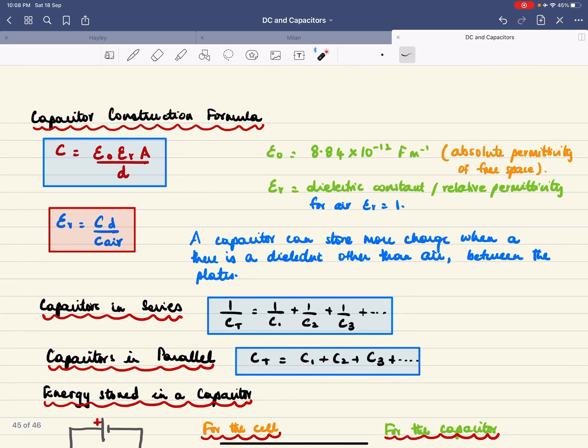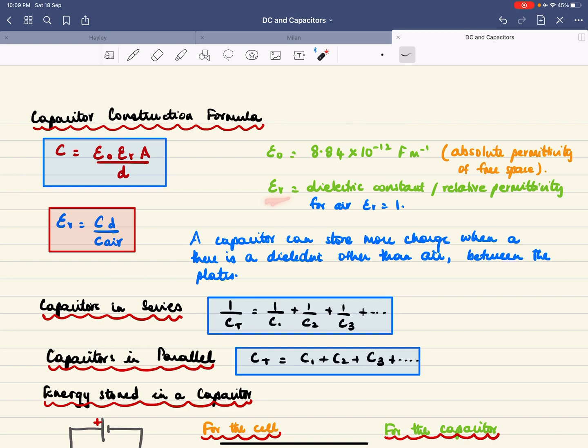Okay, moving on. So capacitor construction formula depends on these three things. It depends on the area of the plates and the distance between the plates. So the bigger the area, the more charge it can store, and the closer the plates are, again, the more charge it can store, so the greater the capacitance. Now, the constant of proportionality is this, which is called the absolute permittivity of free space, and it has a value 8.84 times 10 to the power of negative 12 farads per meter. This will be given to you.